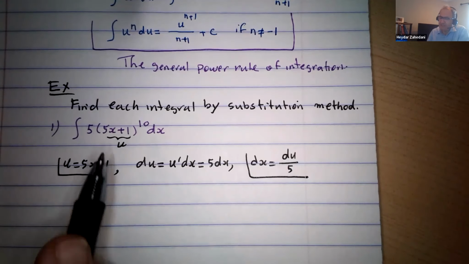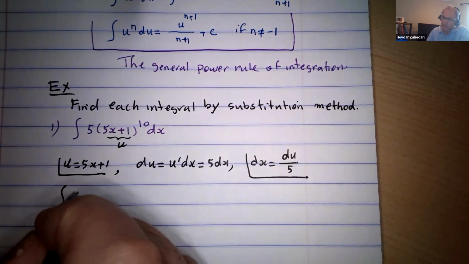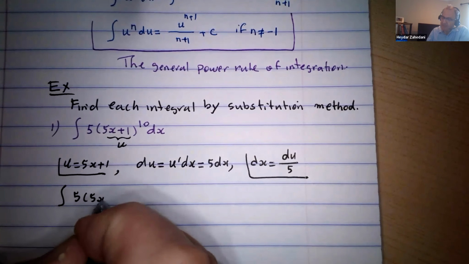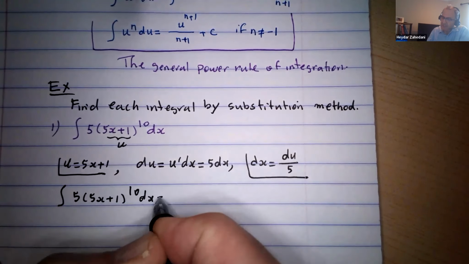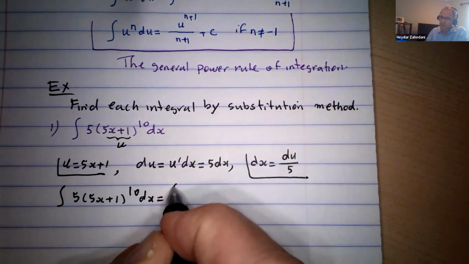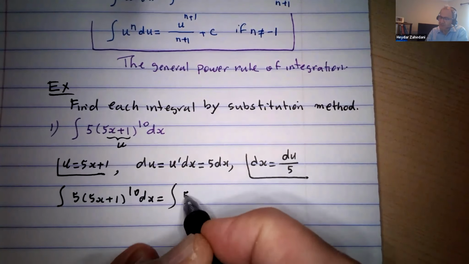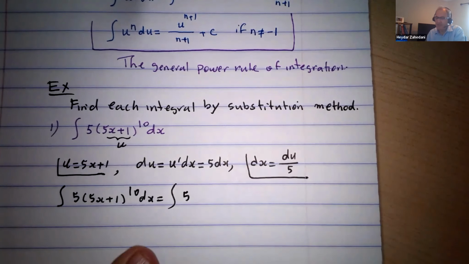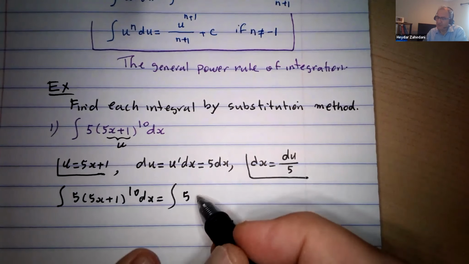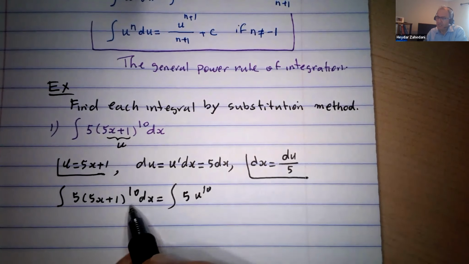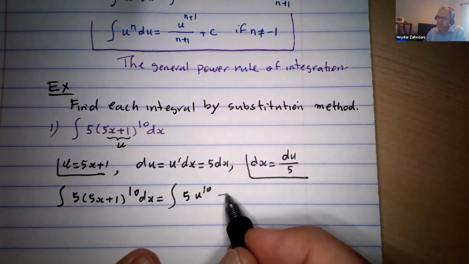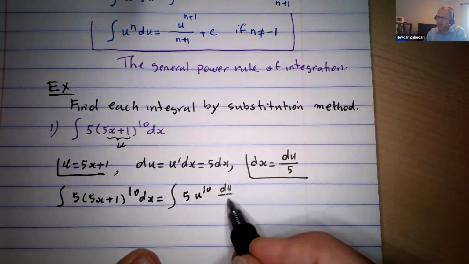Okay, go back and substitute. So the integral of 5 times (5x plus 1) to the 10 dx is going to be equal to 5. We don't have anything to substitute for the 5, so we keep it. 5x plus 1 is u, so it's going to be u to the 10 dx. And the dx is simply du over 5.